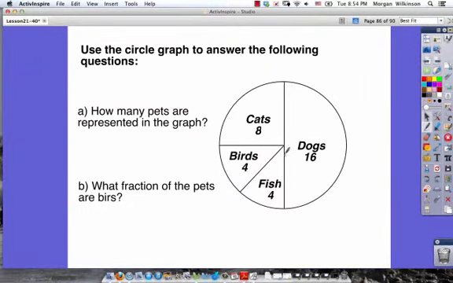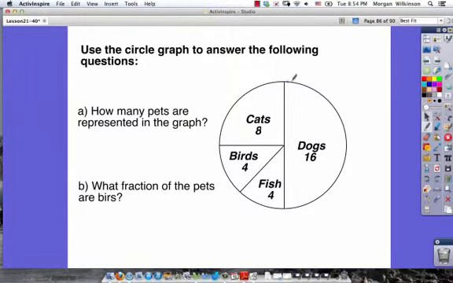The second part of our lesson is on circle graphs. Okay? And another name for circle graphs, of course, is pie graphs or pie charts. Now the question says, use the circle graph to answer the following questions. And question A is, how many pets are represented in the graph?